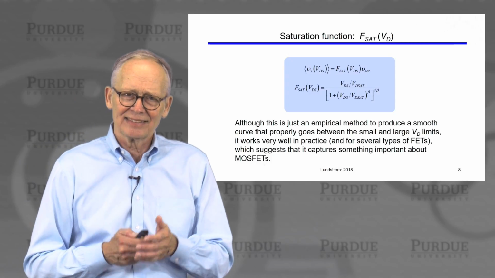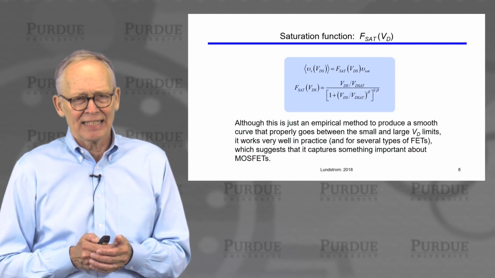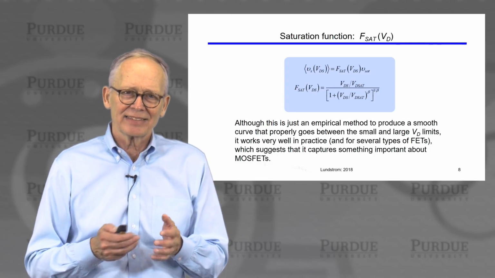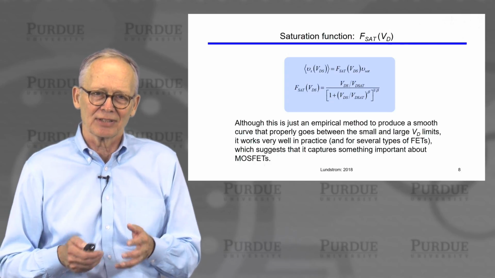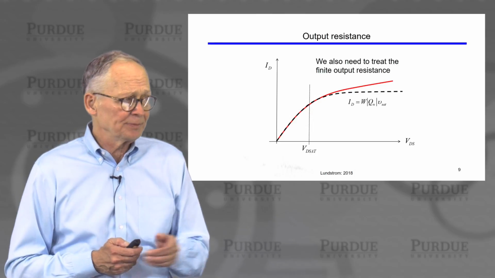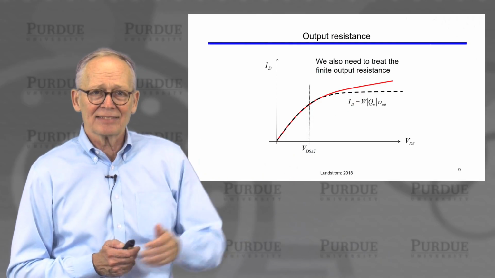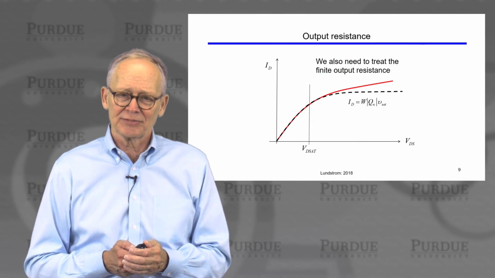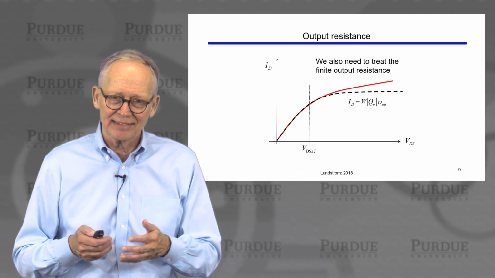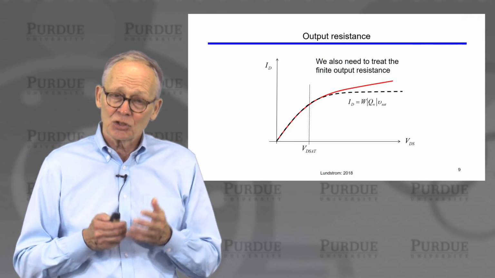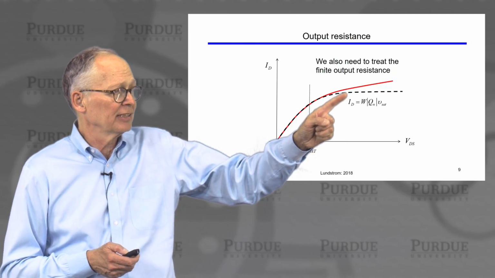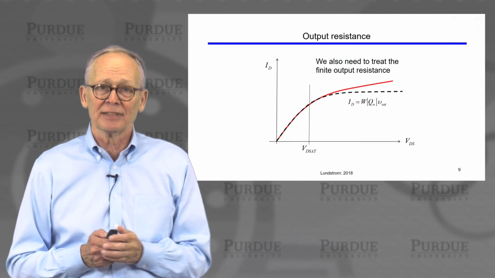So although it's a semi-empirical expression, it provides good fits to a wide variety of MOSFETs. So it suggests that we're capturing something important that goes on in field effect transistors. Now, it's not the whole story, because we know that the current does not saturate in a short channel MOSFET. There's some finite output slope, which gives us some finite, non-infinite output resistance. So we also need to be sure that we treat that increase in current in the saturation regime with an increase in drain voltage.